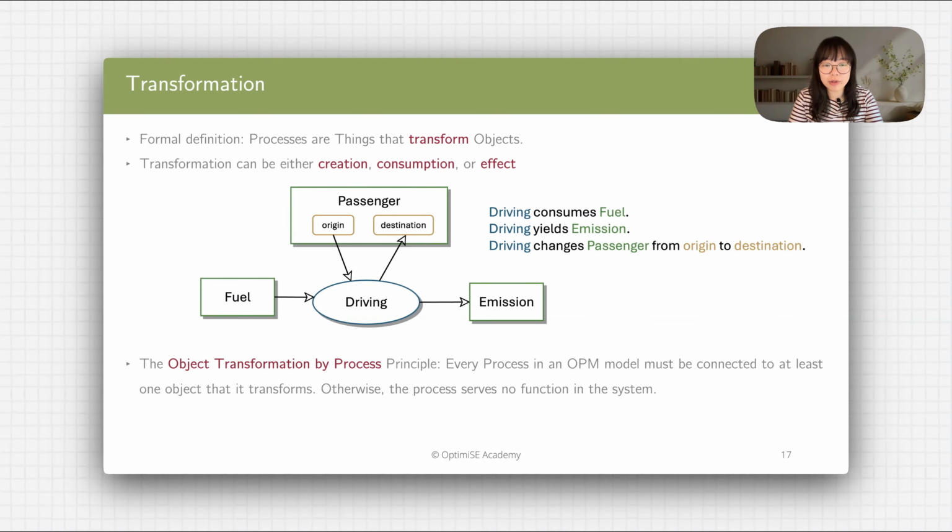In OPM, there's a principle called the object transformation by process principle, which states that every process in an OPM model must be connected to at least one object that it transforms. If a process doesn't transform anything in your OPM model, chances are it doesn't belong to the model, because a process that is not transforming anything serves no function in the system. So as a modeling tip, you should always check and ensure every process in your model is transforming at least something. You may not have all of the information in the beginning of your modeling process, but as a final sanity check, you should always go back and make sure all of the processes are transforming at least one object.